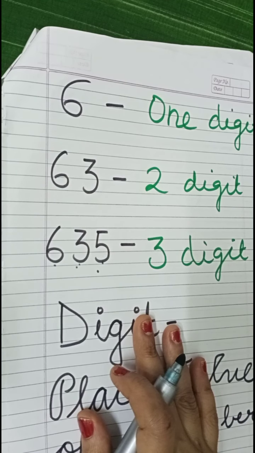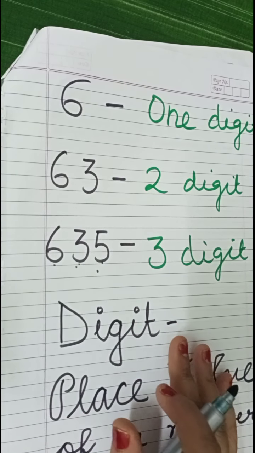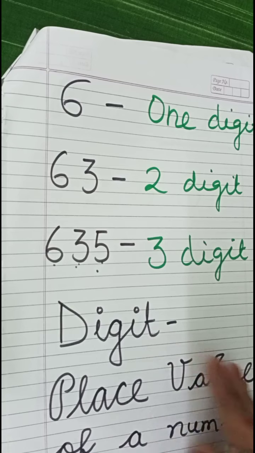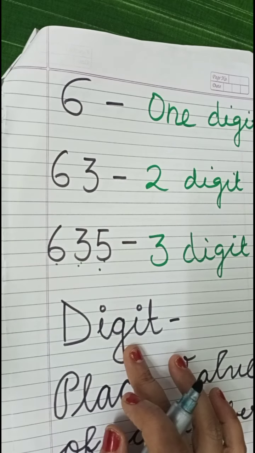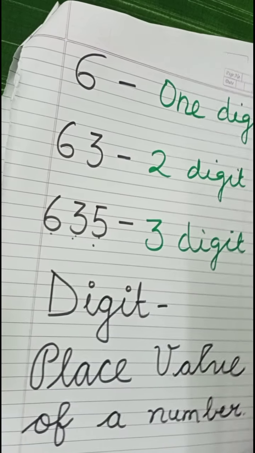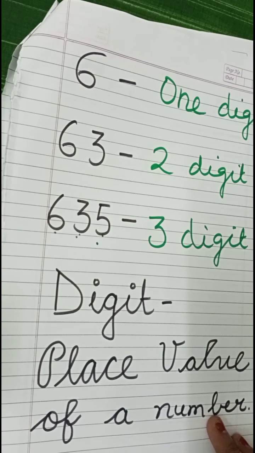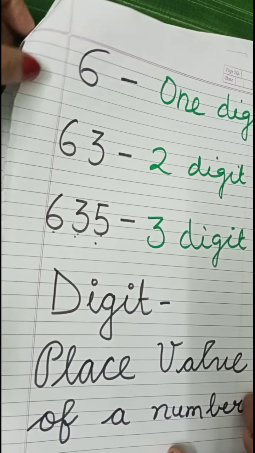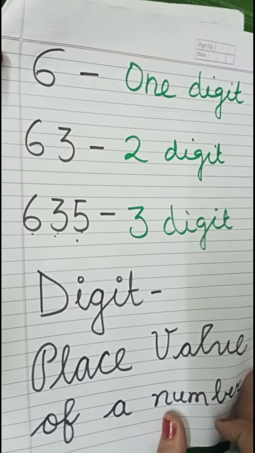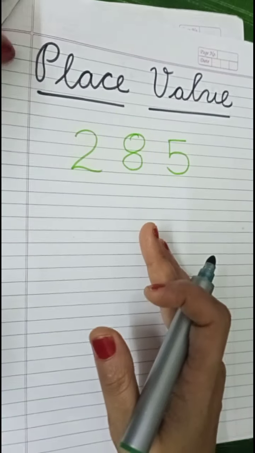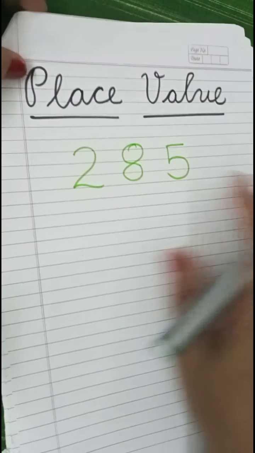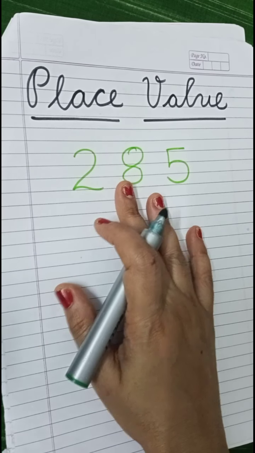What does a digit tell us? The digit will tell us the place value of a number. Digit हमें क्या कहता है? Digit tells us the place value of a number. तो अभी आपको मुझे ये समझाना है कि place value क्या होता है. What is a place value? Place value is the value of each digit in a number.